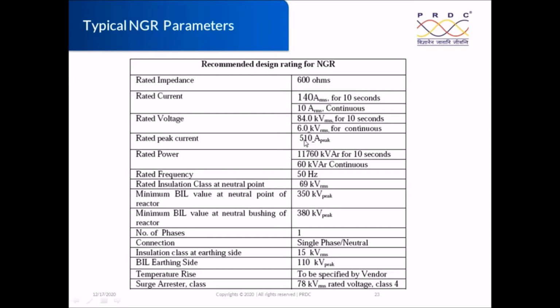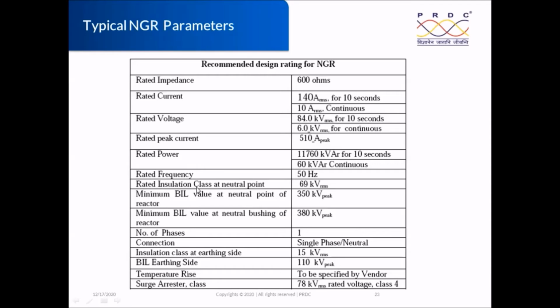Then the rated peak current, which is how much it can withstand for the peak currents. Because these reactors will have very high X/R ratios, maybe 50 or 75, there will definitely be big DC offset currents. So the design should withstand these higher values. You can also get this from the studies. Then power you can calculate from the VI, whatever is given here.